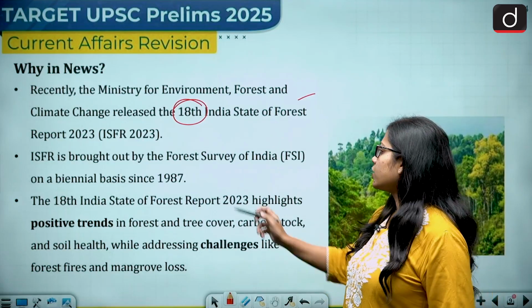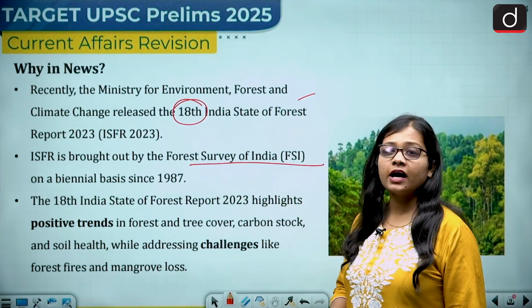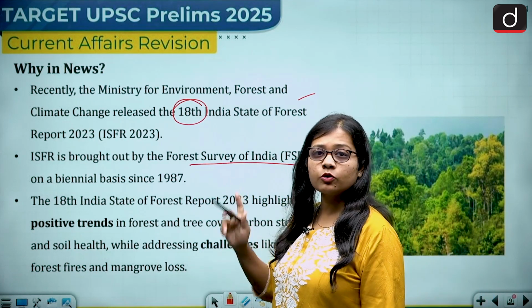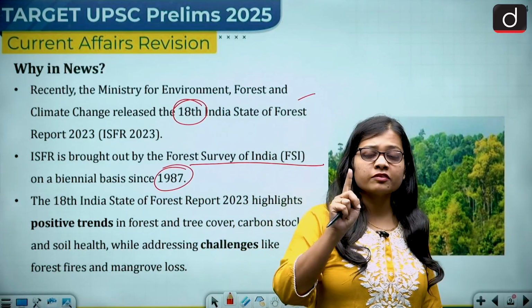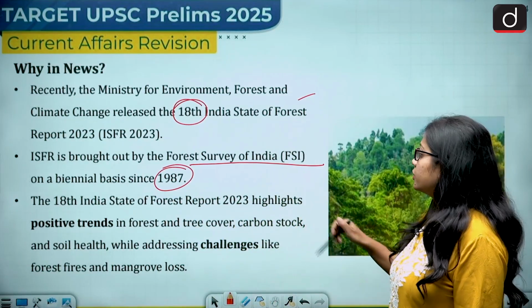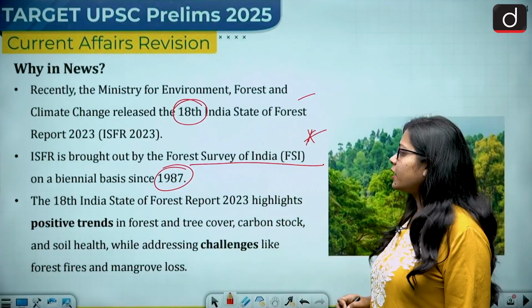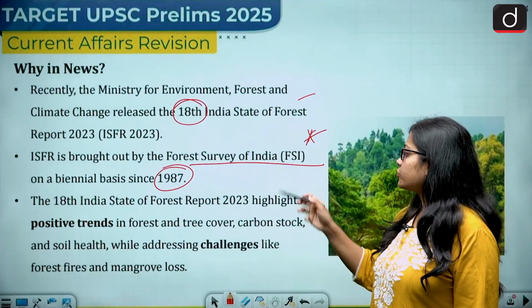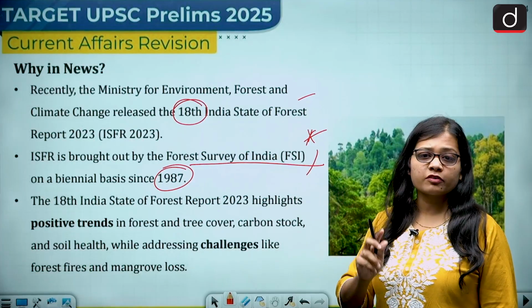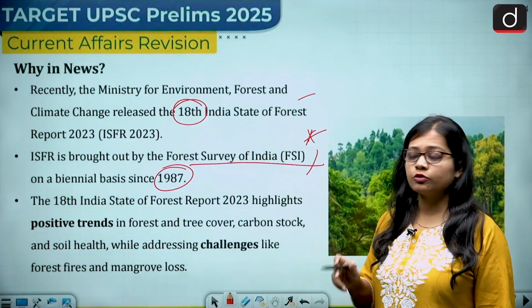Then it is brought out by the Forest Survey of India on a biennial basis, and this has been going on since the year 1987. Biennial means once in 2 years. So you need to star mark this point, that who brings out the ISFR report. That is the FSI, the Forest Survey of India, biennial, once in 2 years.